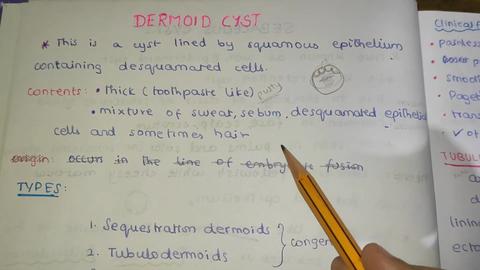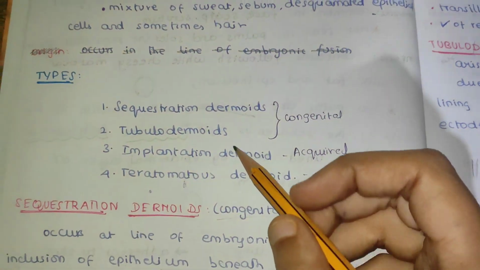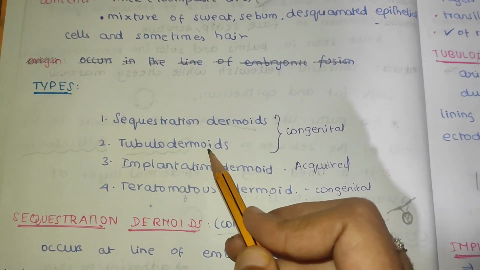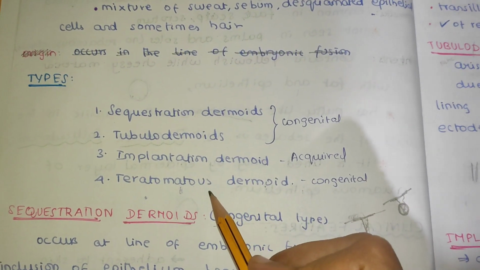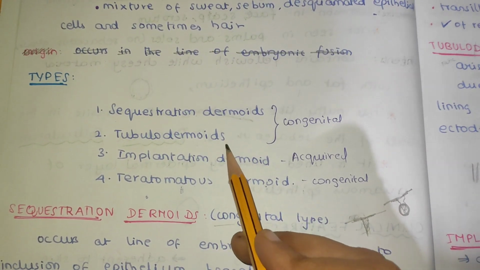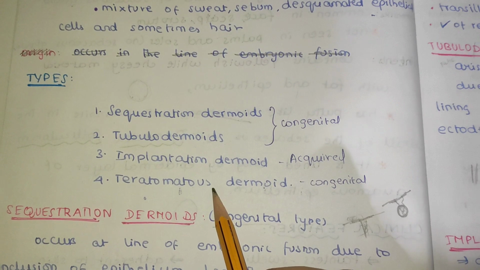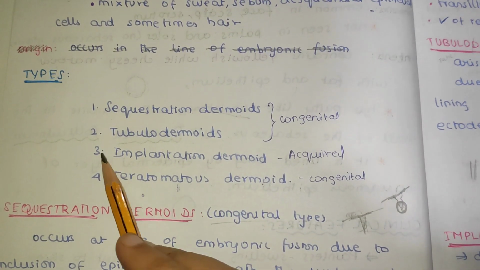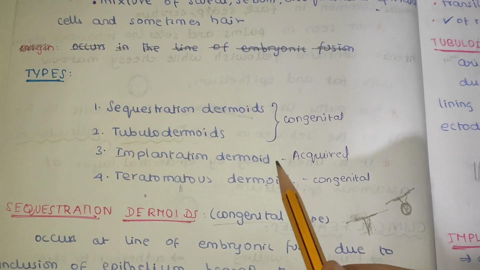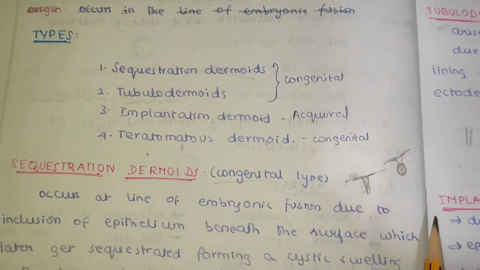So next, after writing all these things, we are going for types. There are 4 types of dermoid cyst. The first one is sequestration dermoid, then tubular dermoid, implantation dermoid, and teratomatous dermoid. So these 3, sequestration dermoid, tubular dermoid, and teratomatous dermoid, are congenital, and this third one, implantation dermoid, is an acquired one. We'll get to know why it is an acquired one as the video goes on.